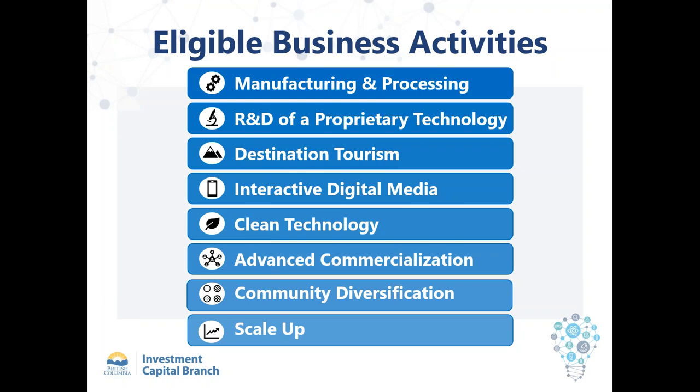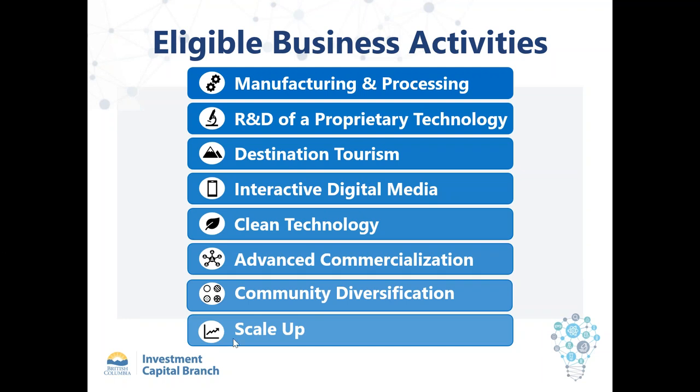There's a product shopping habits, and it's then pitched an ad at you based on what you've been viewing and what you've been buying. So that would be an example of advanced commercialization. The next one is community diversification. Again, this one is for companies outside of Metro Vancouver and outside of the Victoria area, and it's for companies that are involved in a business that is diversifying the local economy. And so it could be any of the above, also include service businesses as well.